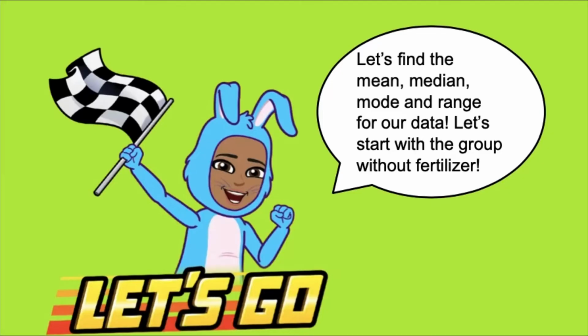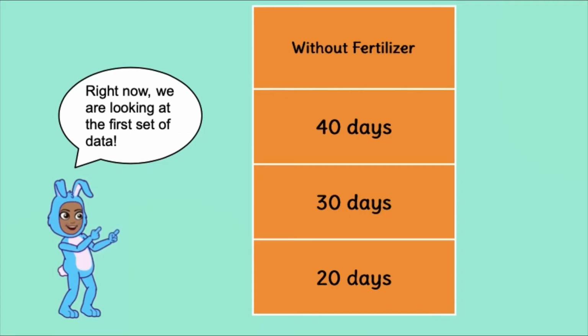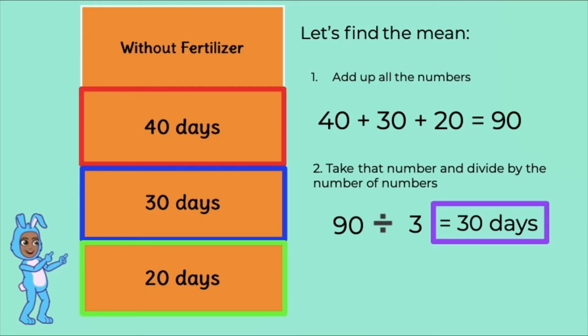Let's find the mean, median, mode, and range for our data. Let's start with the group without fertilizer. Right now, we're looking at the first set of data. Let's find the mean. So first, you add up all the numbers. 40 plus 30 plus 20 is 90. Then you take that number 90 and divide by the number of numbers. So 90 divided by 1, 2, 3 numbers equals 30 days. So that's our mean.